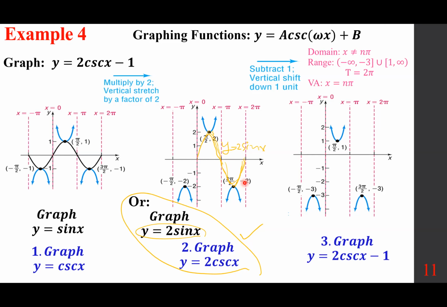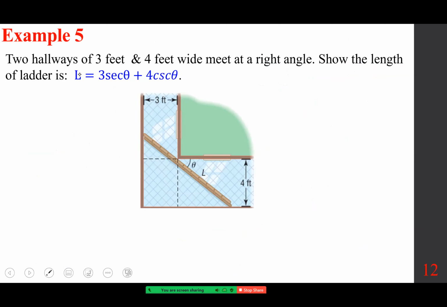So the domain for this one goes from everything from -3 to 1 is excluded. So -infinity to -3, union 1 to infinity. The period hasn't changed. The domain hasn't changed. So as a result of this, we have a change in the range of the function.